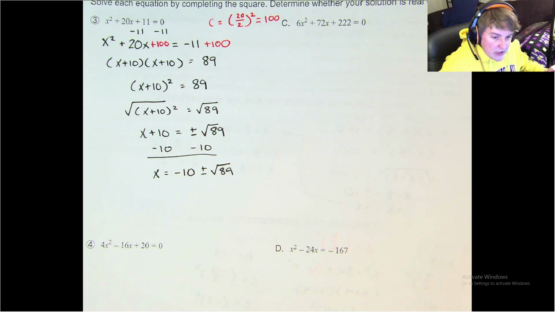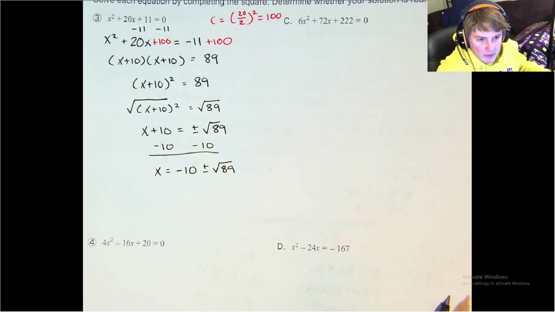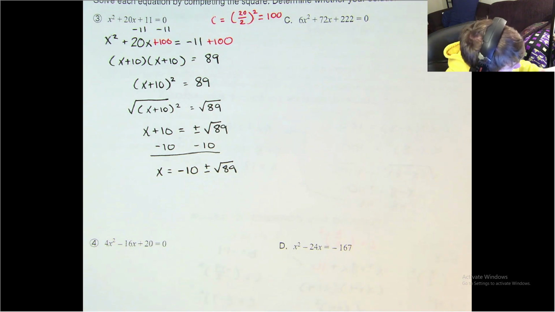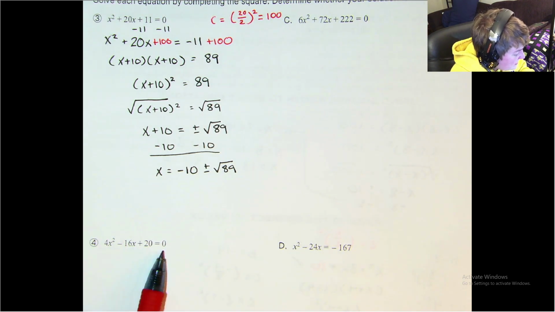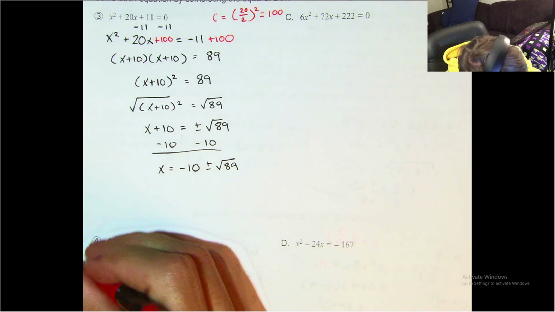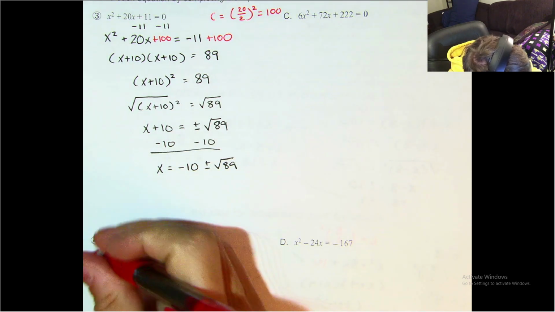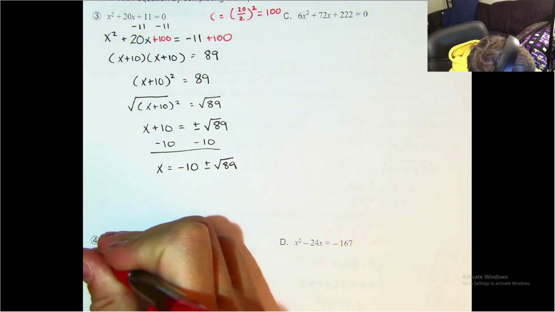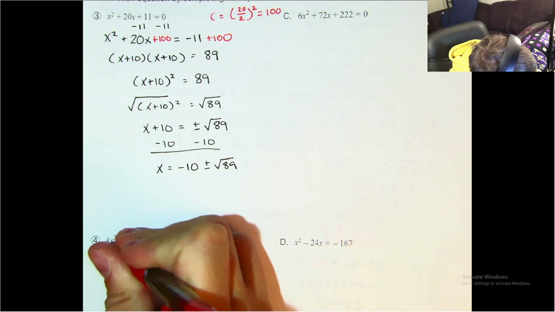Okay. So what about if we have a problem like number 4? Number 4 is a little bit odd because the a value isn't 1, so it's not quite as neat. So what you need to do is you need to divide your problem.